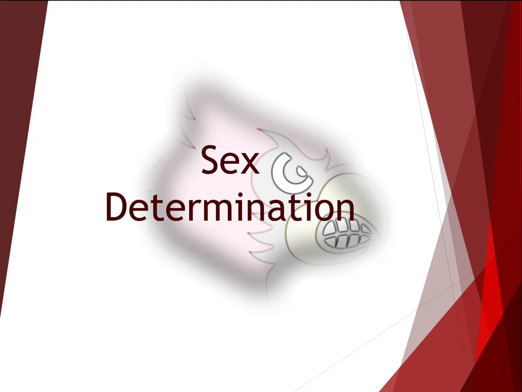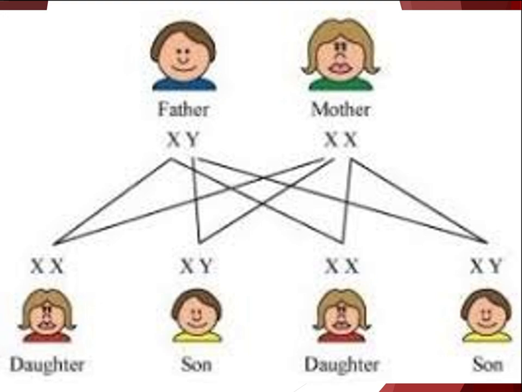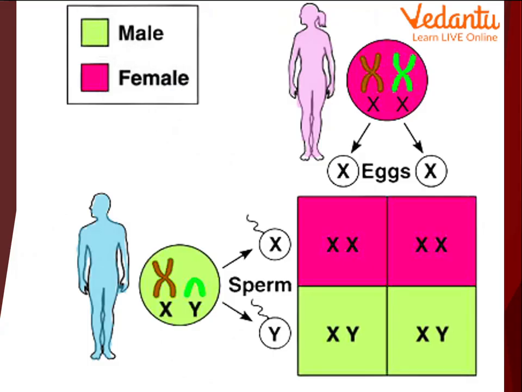Sex determination. Most organisms that reproduce sexually come in two forms, male and female. The chances of a child being born a boy or a girl are about 50%, or 1 to 1. But what determines the sex of a child? Human cells contain 23 pairs of chromosomes. In females, the chromosomes in each pair look identical, but in males, 22 are similar, but one pair is different.